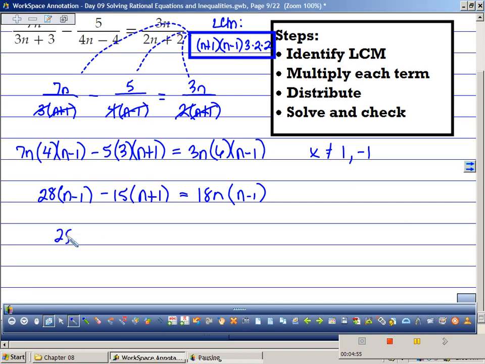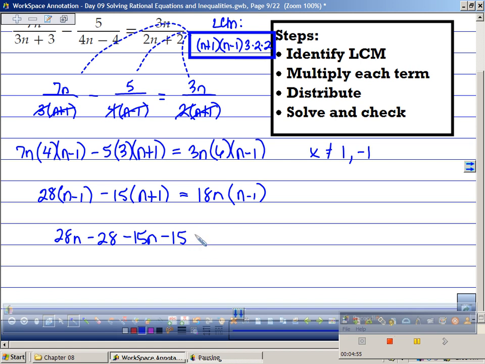28n times n minus 1, minus 15 times n plus 1, equals 18n times n minus 1. Now I have 28n minus 28 minus 15n minus 15 equals 18n squared minus 18.